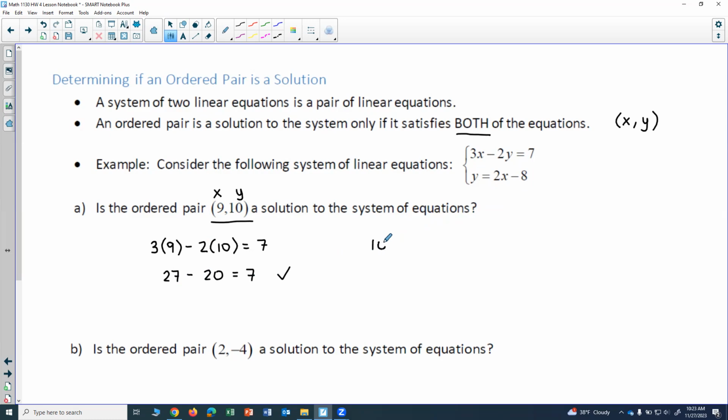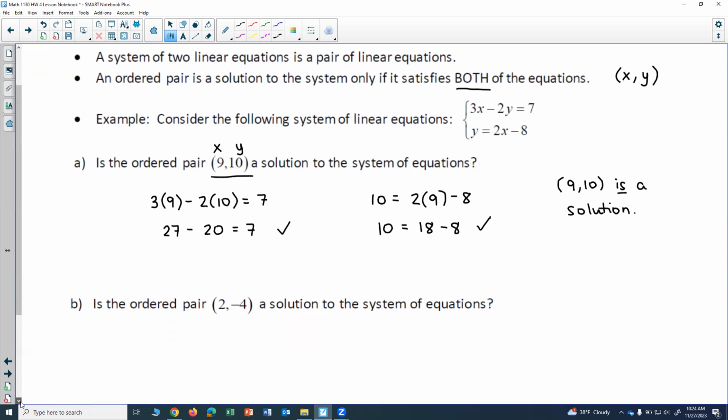Now I'm going to take the second equation, which is y equals 2x minus 8. Y is 10. So I'll have 10 equals 2 times 9 minus 8. So I'm using the x and y values in this ordered pair, 9 and 10. And I want to check. 10 equals 2 times 9 is 18 minus 8. 10 equals 18 minus 8. That is also a true statement. So I would say that 9, 10 is a solution. And the reason it's a solution is because it satisfies both equations, not just one equation, but both.